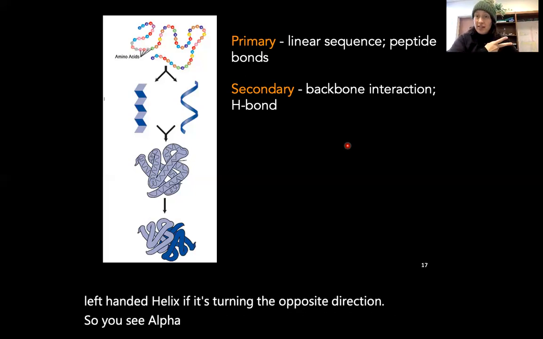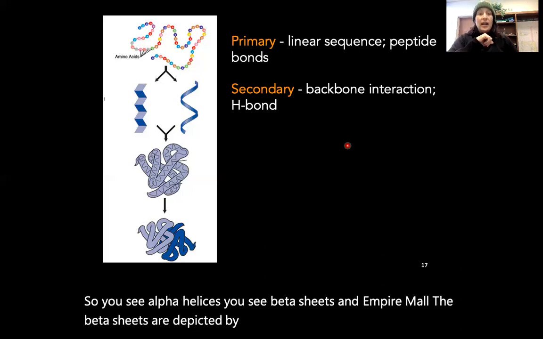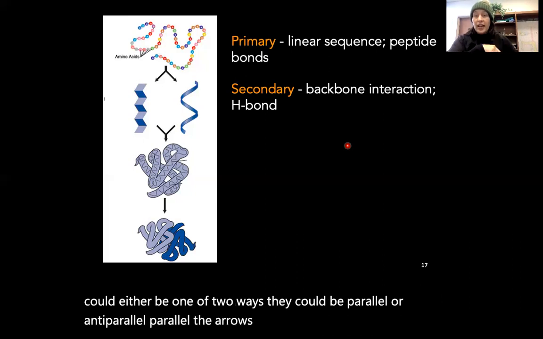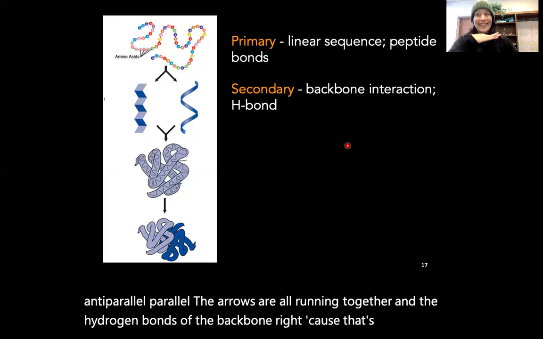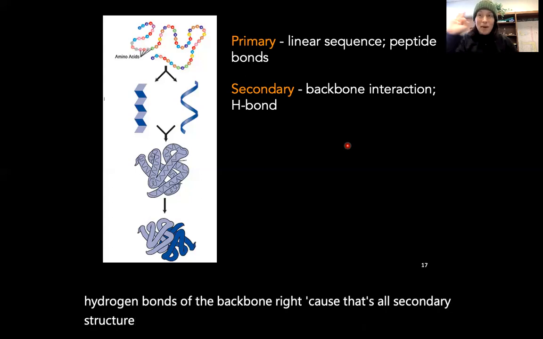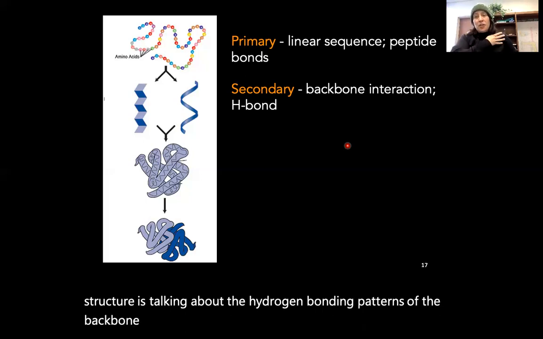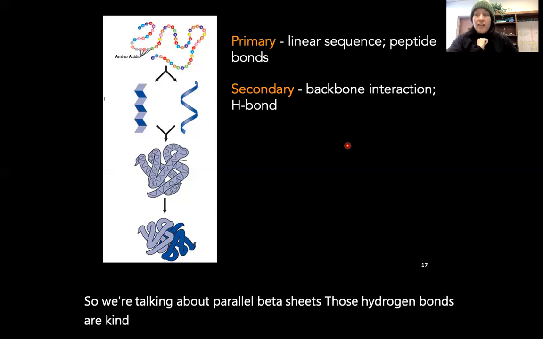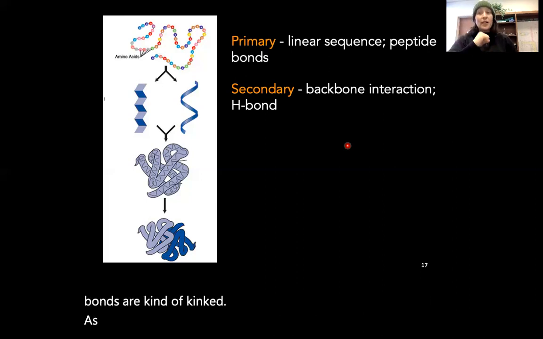You see beta sheets, and in Pymol, the beta sheets are depicted by the arrows. And those beta sheets could be one of 2 ways. They could be parallel or anti-parallel. Parallel, the arrows are all running together. And the hydrogen bonds of the backbone, right, because secondary structure is talking about the hydrogen bonding patterns of the backbone atoms. So if we're talking about parallel beta sheets, those hydrogen bonds are kinked as compared to anti-parallel beta sheets where the hydrogen bonds are in a straight line.